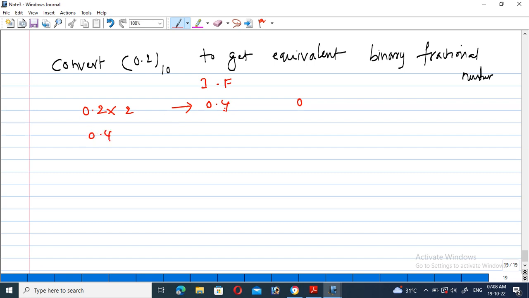So 0.4 into 2 again gives us 0.8. What is the integer value? 0 again. Again you have to carry it: 0.8 times 2, you will get 1.6. So the integer is 1. This process is repeated if you need more accuracy. Suppose you take 0.6 again, we will get 1.2. So the process is like this.